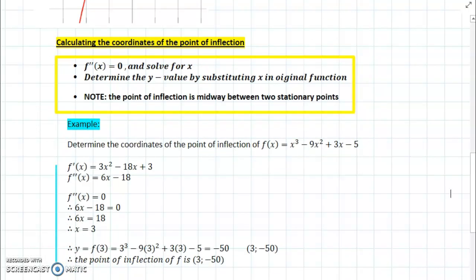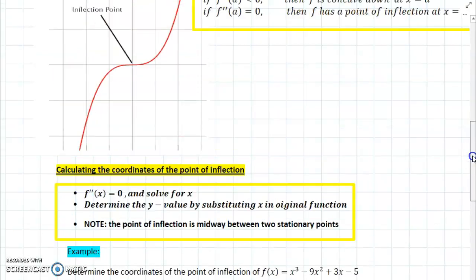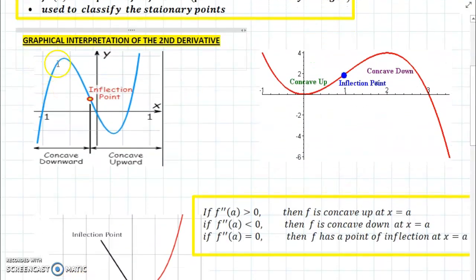Let's apply this. Calculating the coordinates of the point of inflection. The first thing you're going to do is find the second derivative, put it equal to 0 and solve for x. Once you have the x value, you substitute it to find the y value, and you'll substitute it into the original function. Note the point of inflection is midway between two stationary points. So here, in this example, you have two stationary points. In this one also, two stationary points.